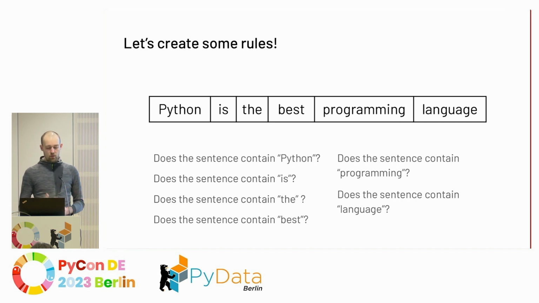We have 6 words, and so we can come up with 6 rules, 1 rule for each word. So does the sentence contain the word Python? Does the sentence contain the word best? Does the sentence contain the word programming? And so we have 6 rules. What you will already notice is that these rules cover the entire sentence, right? And we know that probably 1 or 2 or 3 of these rules, so the presence of certain words, is going to make our model predict a positive sentiment for that sentence. And so the question is, which of these 6 rules is it?